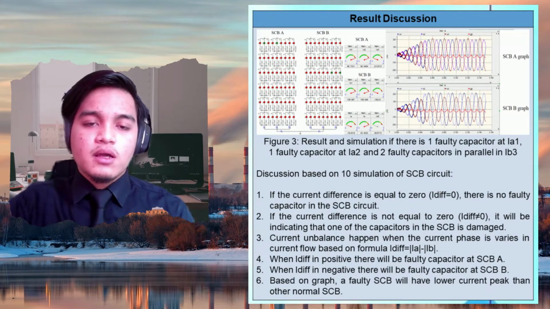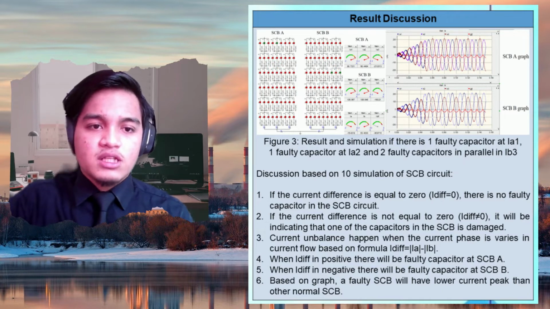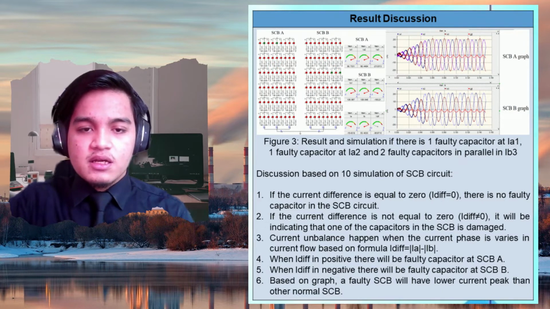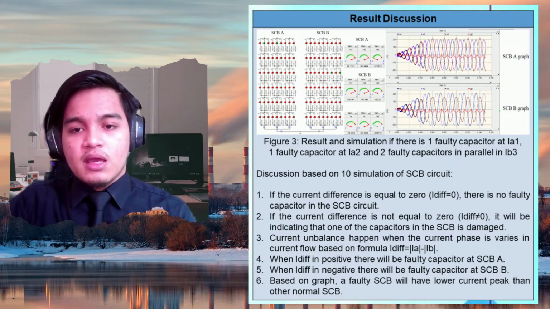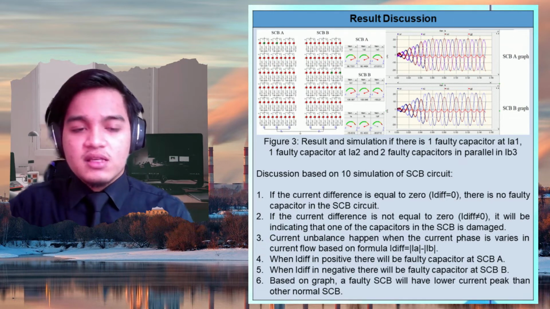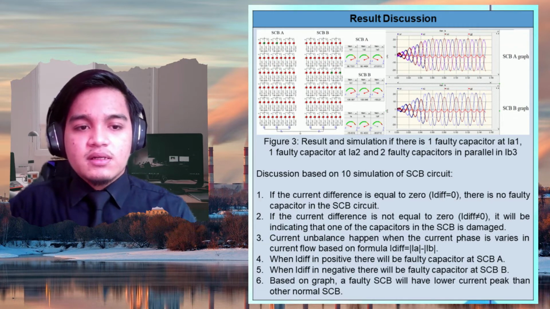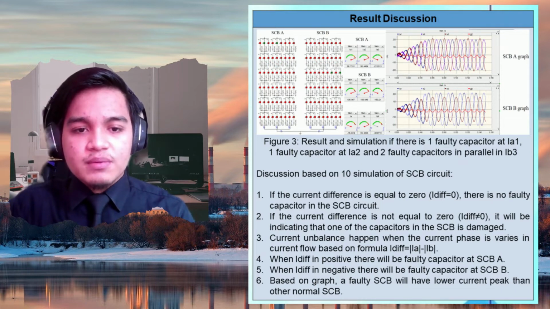And now, for result and discussion. This part will explain and show 10 simulations of faulty capacitor in shunt capacitor bank circuit in a proper manner, to compare the theory with the simulation that will be done in this part and prove all objectives and theory for this project.